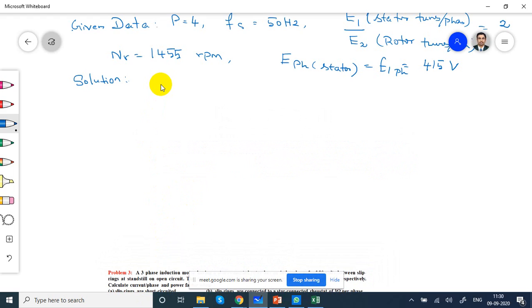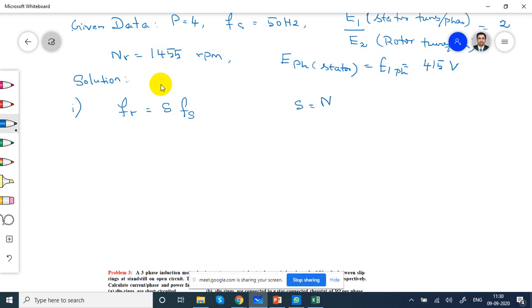Solution. The first one: the frequency of rotor EMF in running condition, that is the value you are going to calculate. That is, Fr equal to S into Fs. Now we know Fs equal to 50 Hertz, but the slip value we don't know. So how to calculate slip?